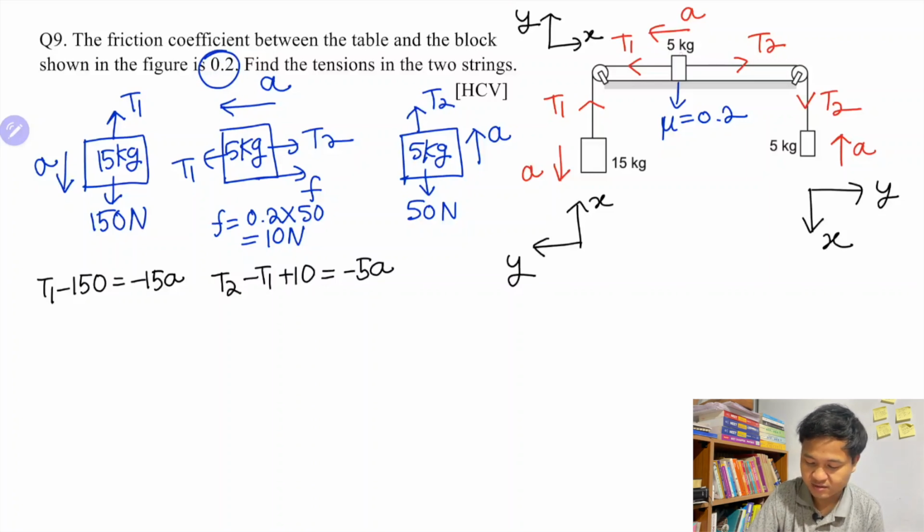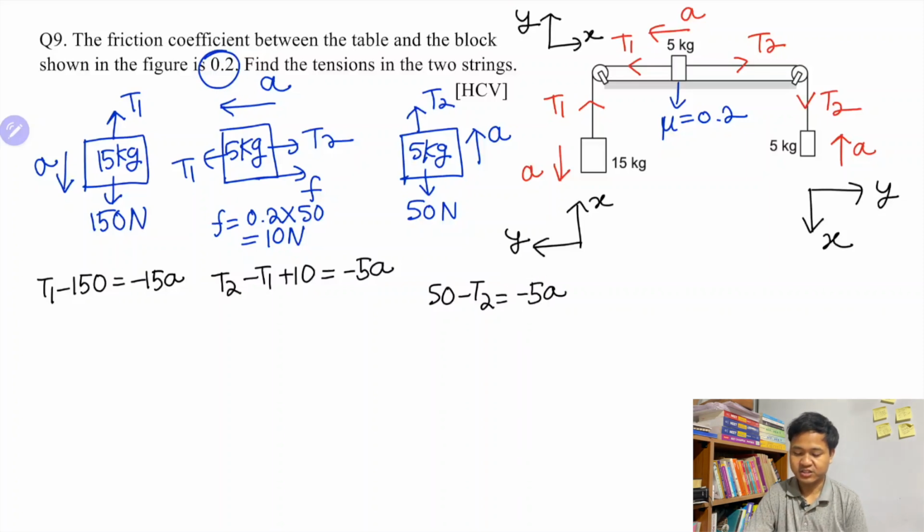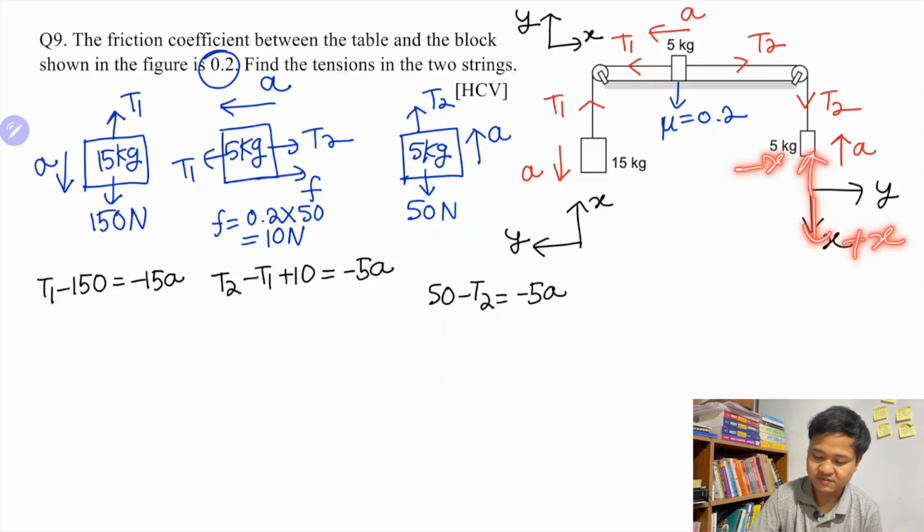For the 5 kg block, the left side is plus x and the right side is minus x. Finally, for the third one, downward is positive, so 50 minus T2 should be equal to 5 into minus 5A. As the acceleration is upward for the 5 kg block, you have minus x, downwards is plus x, upward is minus x.